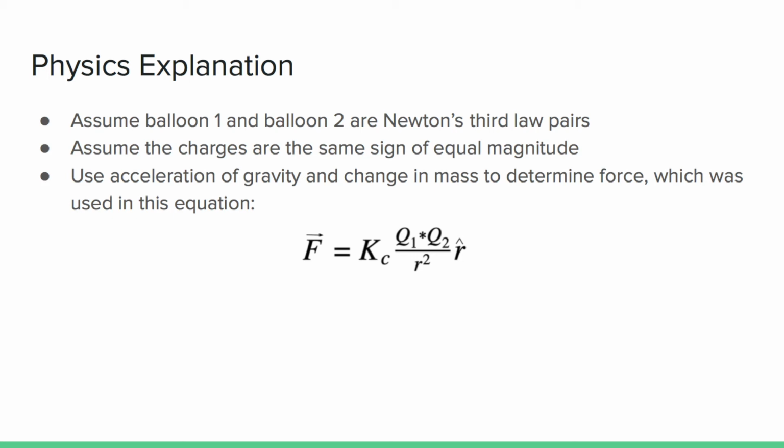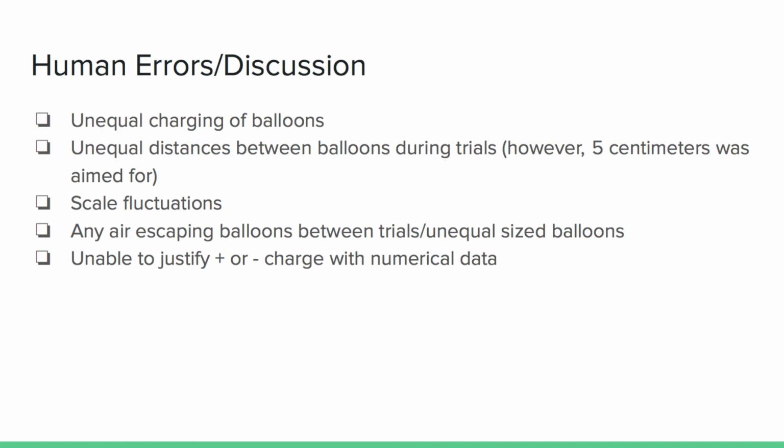There are many things that could have resulted in errors within our data. First of all, unequal charging of the two balloons. Also, while we aimed for a distance of 5 centimeters in between the balloons throughout all of the trials, it is hard to say that it was 5 centimeters on the dot throughout all of the trials. The scale also had many fluctuations.